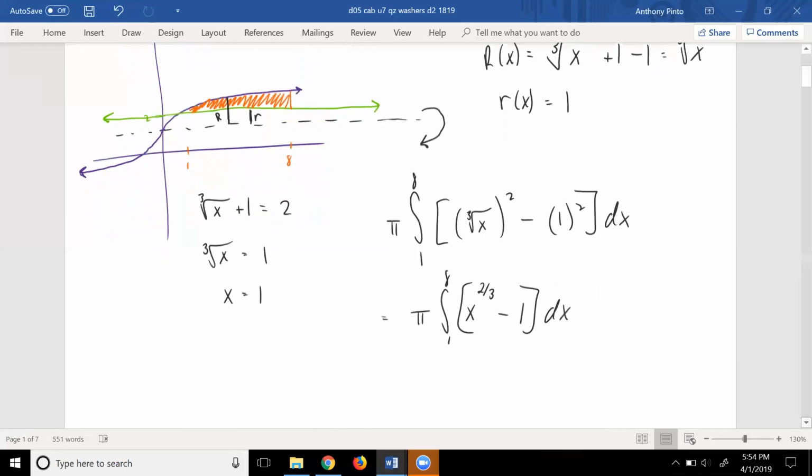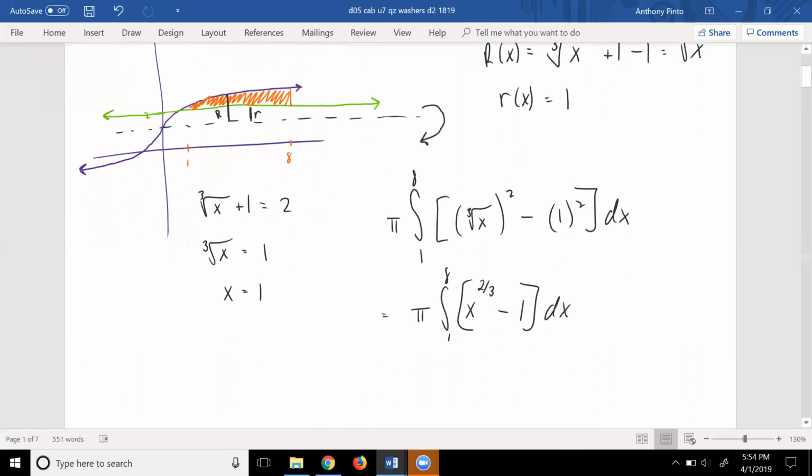In case you're like, I just need to know if this is the right answer, work your way through this. This is one that you should be able to do by hand. The correct answer, what you should get, is 58/5 pi. So see if you get that. If not, we can work through this tomorrow. And that's it. That's what I've got for you.